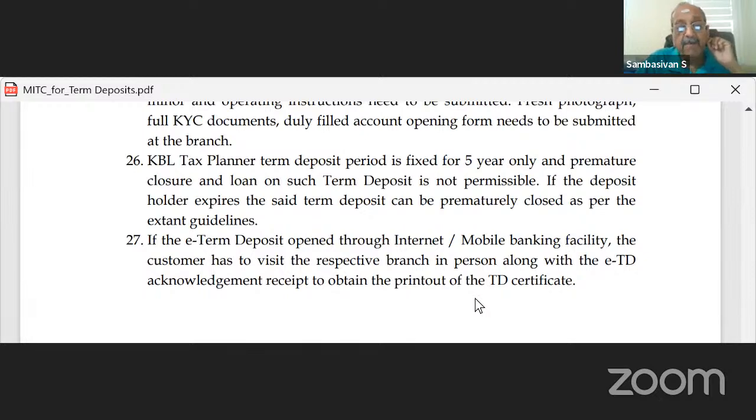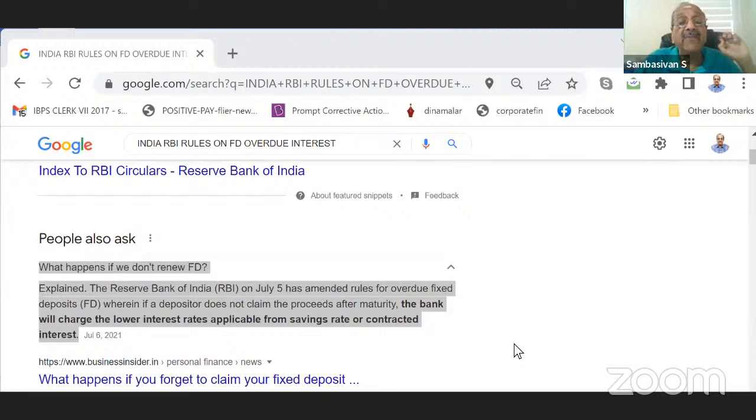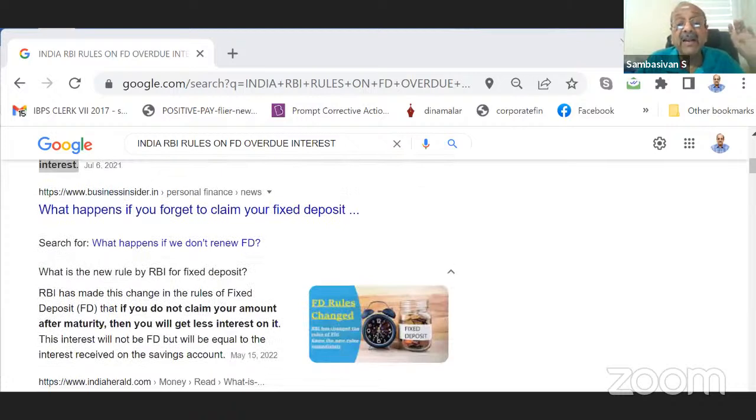And actually, this candidate made a reference to me about interest on fixed deposit not renewed. I will show you the link for that now. This is the doubt the candidate raised. The Reserve Bank of India on July 5 has amended rules for overdue fixed deposits, wherein if a depositor does not claim the proceeds after maturity, the bank will charge the lower of the savings rate or the contracted interest rate. So this is the doubt the candidate referred, and he was referring to some Kannada article. Once you read that, you get even more confusion. This is what he has referred, but don't read this.